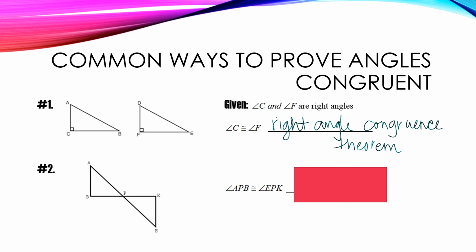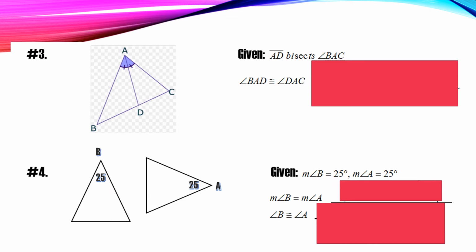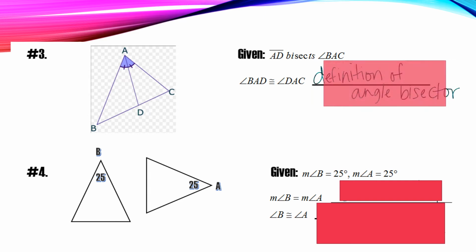For number 2, so angle APB is congruent to EPK. So APB is here, EPK is here. Those two angles are vertical angles, so they are congruent by the vertical angle theorem. For number 3, AD bisects angle BAC. So BAD is congruent to DAC because of the definition of angle bisector. That is from chapter 1, a long time ago, but I told you it was still going to repeat itself throughout this year.